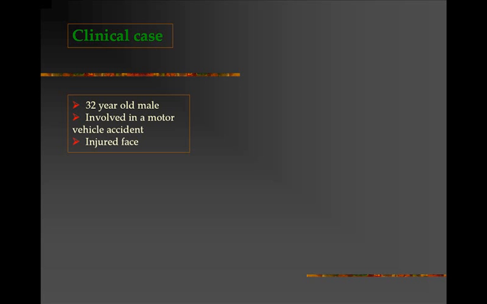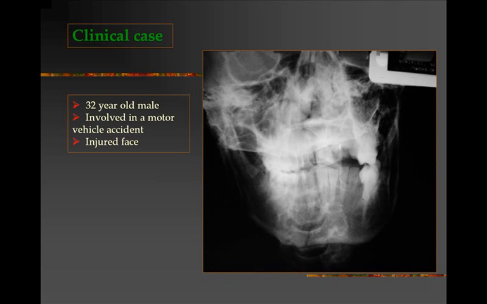We have another clinical case here of a 32-year-old male patient who was involved in a motor vehicle accident and sustained injury to his face. Here we have his X-ray, which shows multiple fractures around the mandible and the maxilla. Over here the maxillary bone is fractured, and over here the mandibular bone is fractured with a fracture line running across.